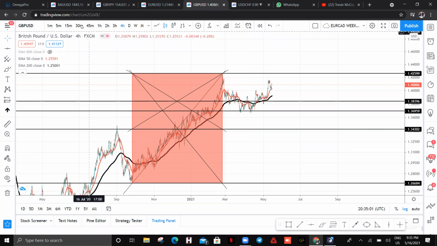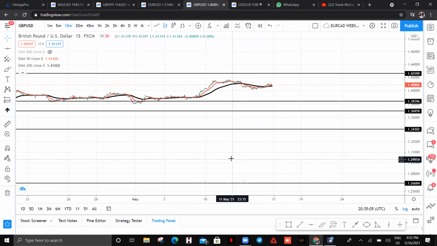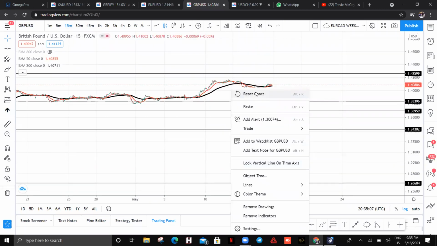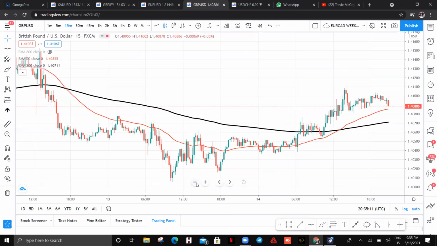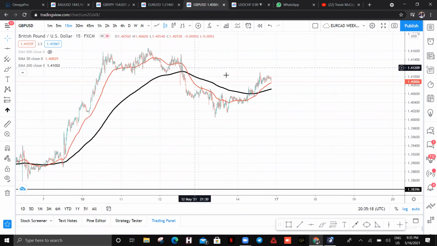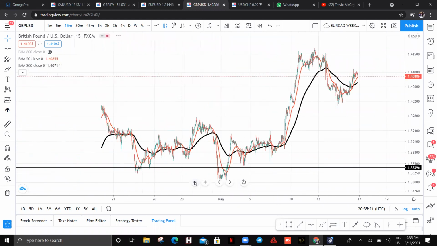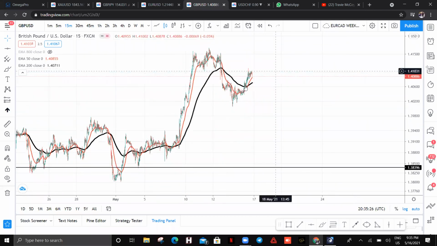But let's get to 15 minutes and see what we have here. GBP USD is on an uptrend. We've been buying this since like 2 weeks. You see how price came here, closed at the tip of our 50 moving average.